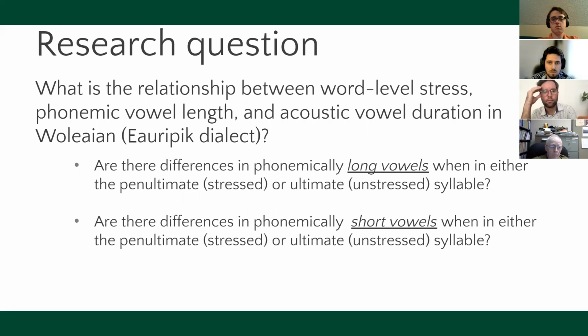So the goal here is to begin the exploration of the relationship between word level stress, phonemic vowel length, and acoustic vowel duration in Woleaian, specifically the Europic dialect. As this is still quite broad, I break this down into the following questions. Are there differences in the phonemically long vowels when in either the penultimate stress syllable or the final syllable? As well, are there differences in phonemically short vowels when in either the penultimate or final syllable?